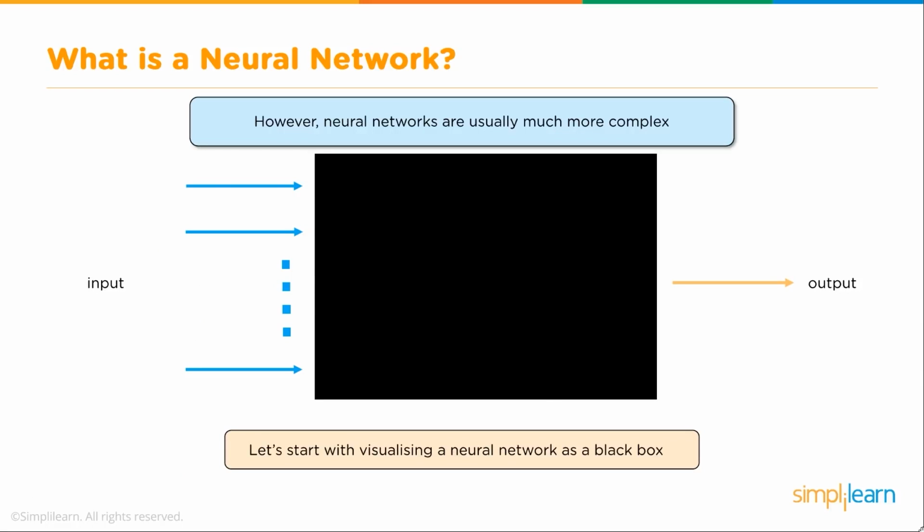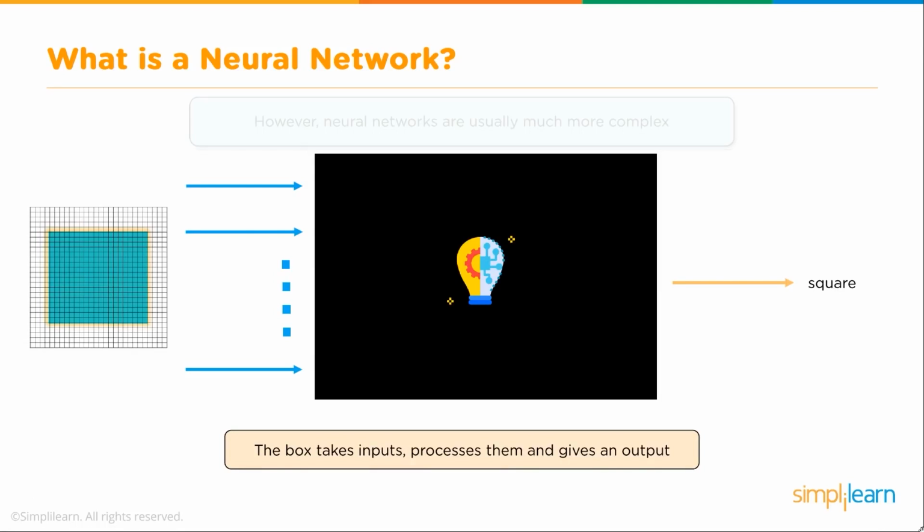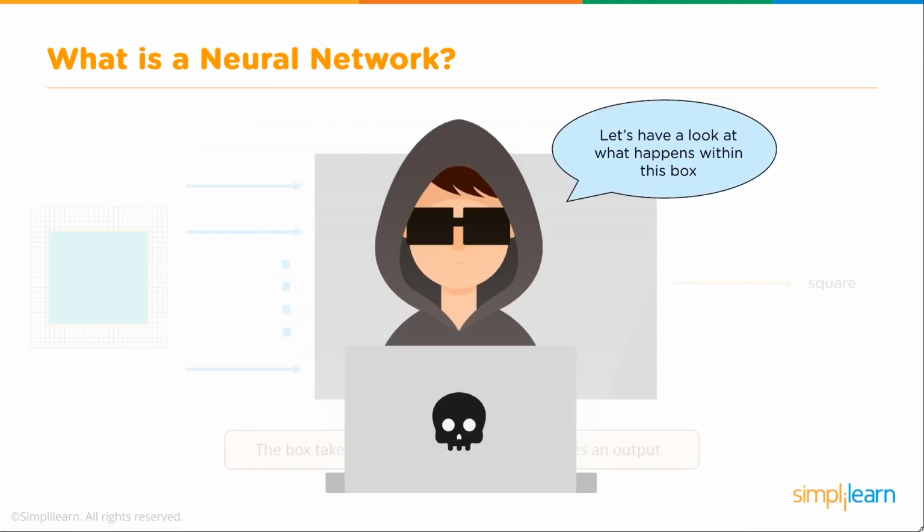Let's start with visualizing a neural network as a black box. And I always love that symbol. It's a black box. It's kind of magical. We have our inputs coming in and we want certain outputs. The box takes inputs, processes them, and gives an output. Let's have a look at what happens within this box.